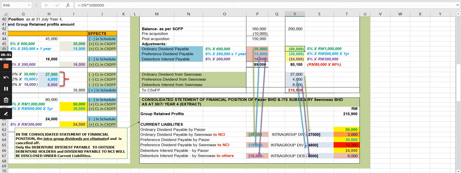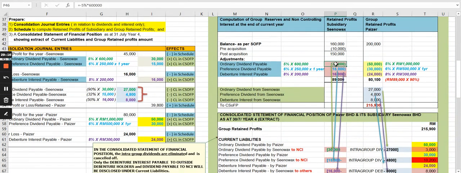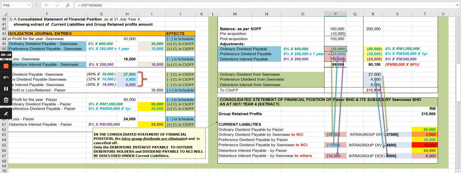So when you do this, right, here is the journal entry. So there is a current liability. And there's another ordinary dividend payable that is paid by Sinovac, this one, right? And that was 30,000, or you can check here, 30,000. Just go and check in your schedule so that it is easy for you to cross refer. So I have put the arrow there.